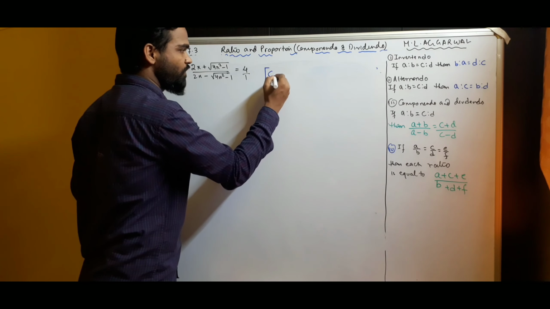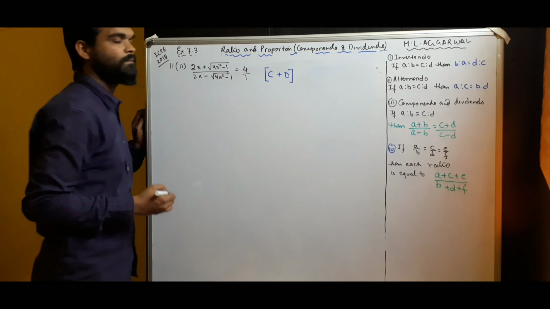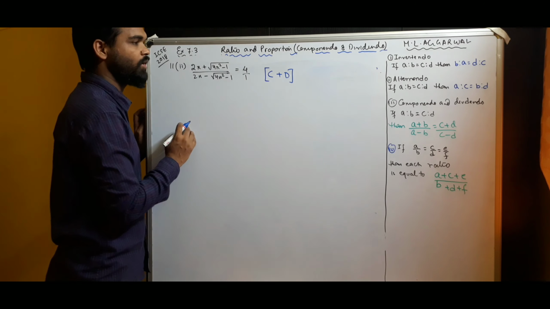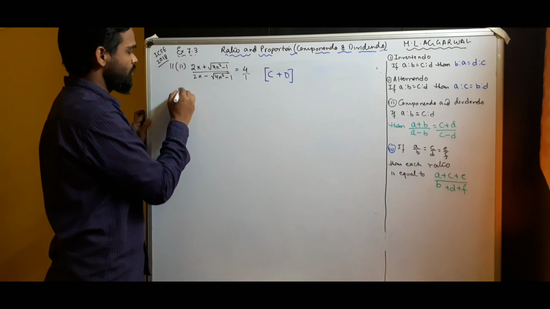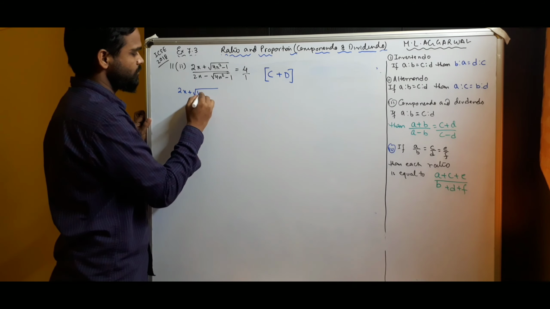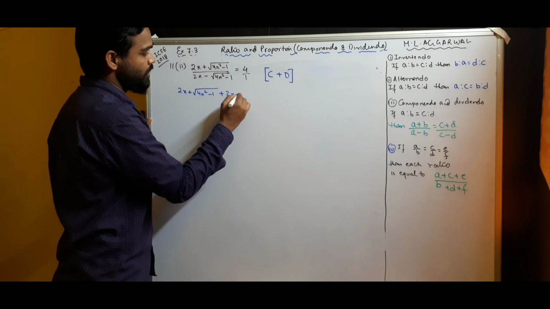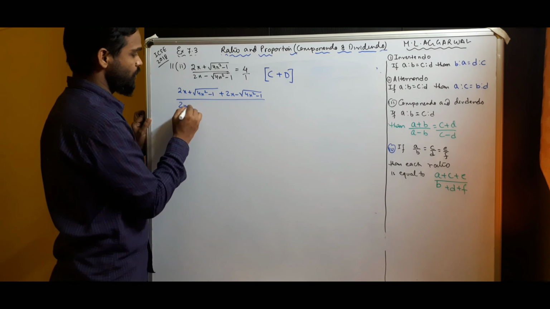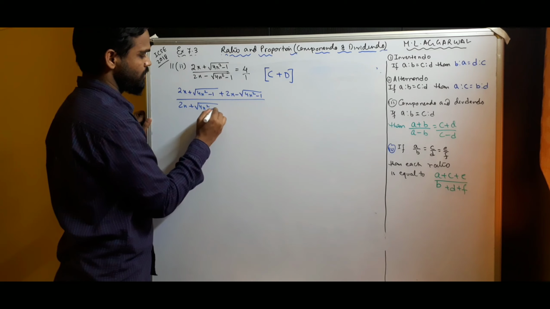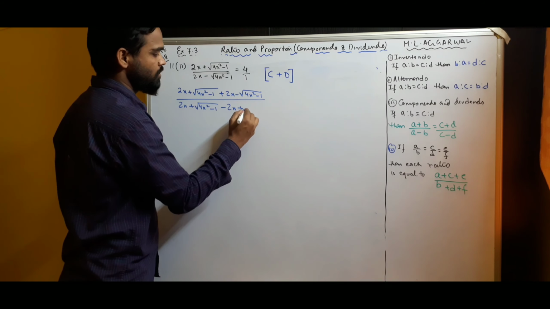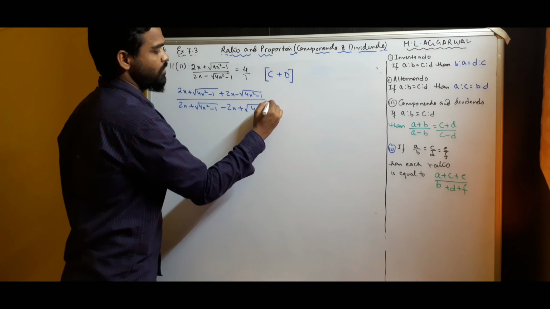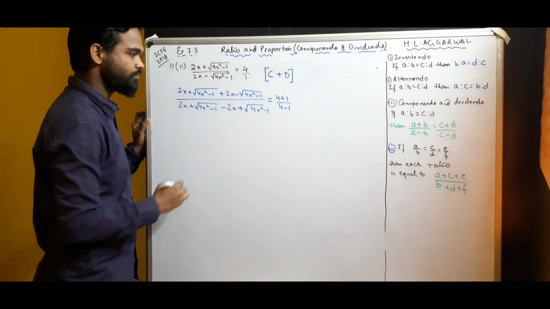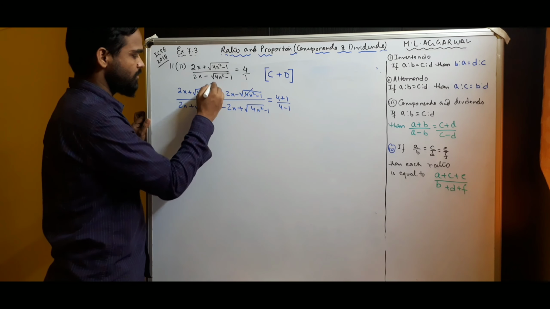In this type of sum, the first procedure will be to do componendo and dividendo. Let us apply componendo and dividendo. What do we get? Numerator plus denominator by, again, numerator minus denominator, the sign changes. On this side also, (4 + 1)/(4 − 1). Done.